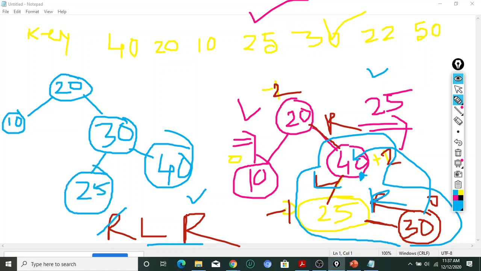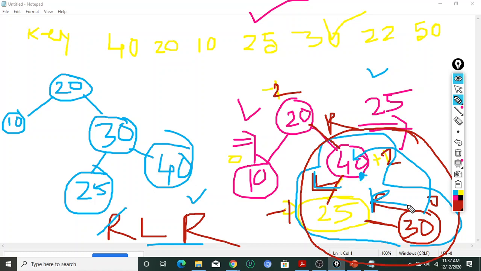Understood? If you don't understand, I am doing this portion in two steps. Let me change the color so that you can see. If I want to perform two steps, that means LR rotation. So what will happen? 30 will be placed here, then 25 here. If I perform the LR rotation on 30, what will happen?